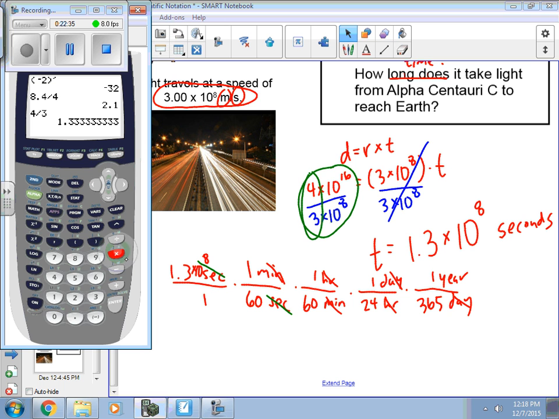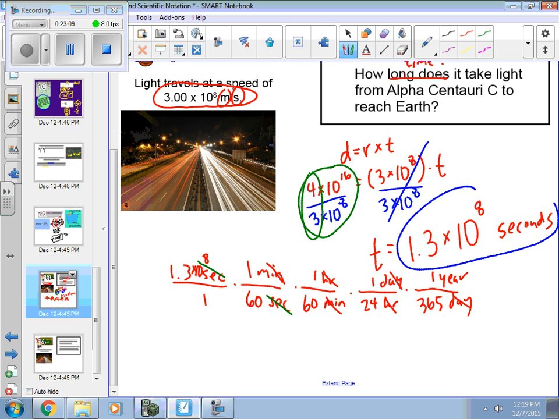So if we've got this number times 10 to the 8th power, that's this. Let's divide that by 60. So that's what it would be in minutes. Let's divide it again by 60. That's in hours. Let's divide it by 24. That's how many days. Let's divide it by 365. So this is the same as about 4.2 years.